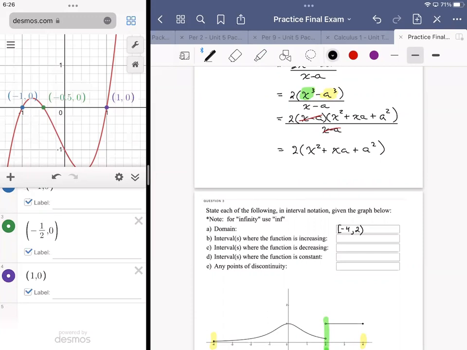Brackets include a point, parentheses exclude. So if there's a solid point, it corresponds with a bracket. If it's an open circle, it corresponds with parentheses. All right, so that's one piece. That gets us through this path here. But then the rest of the way would be going from 2 to 4. And because we're piecing these two intervals together, we connect using a U for union.